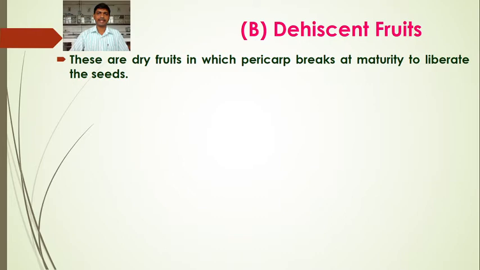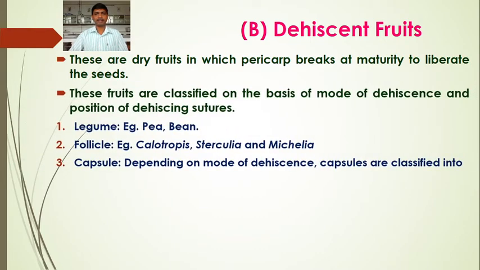This is the main character of the dehiscent fruit, where the fruit wall or pericarp breaks open at maturity to liberate the seeds. Such fruits are the dehiscent fruits. These dehiscent fruits have been classified on the basis of the mode of dehiscence and the position of dehiscing sutures. Dehiscing sutures are the margins of the fruit where the dehiscence, or the breaking of the pericarp, takes place.